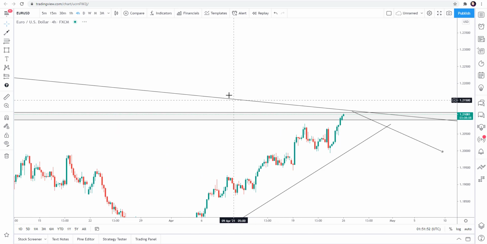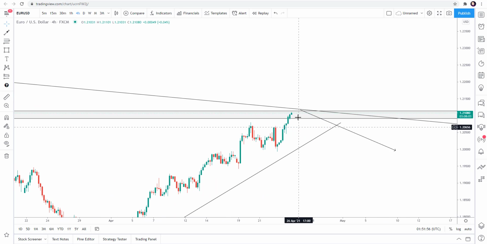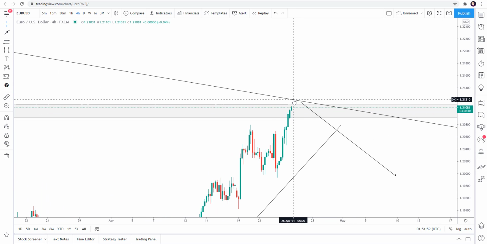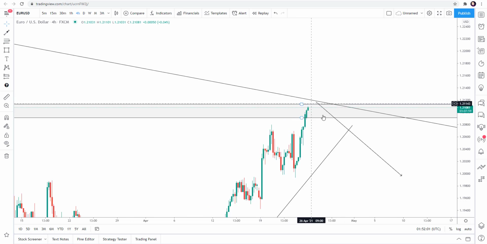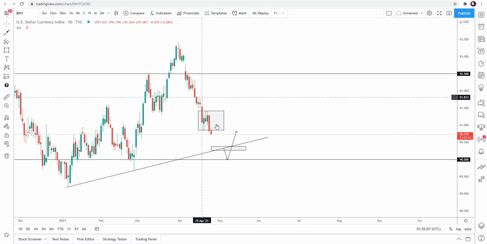If we go to lower time frames, we also have this recent eagle tool here, and you can see a third touch of the trend line might happen here at this box. If we have shorts from there, the dollar index will retrace from somewhere here.